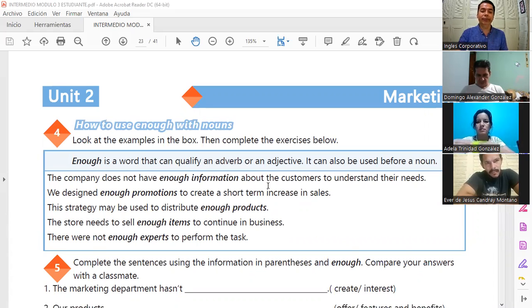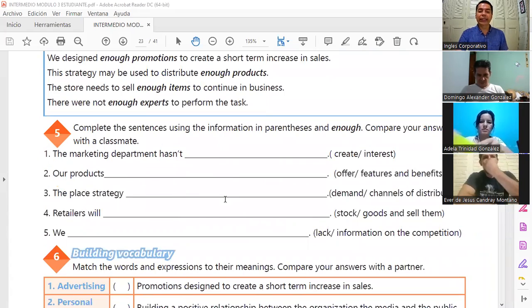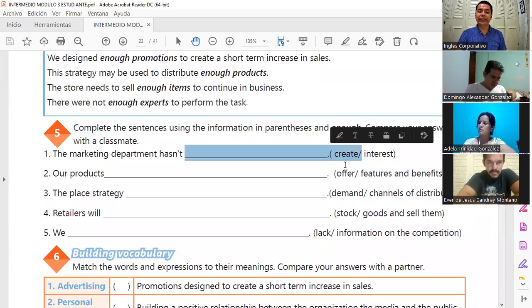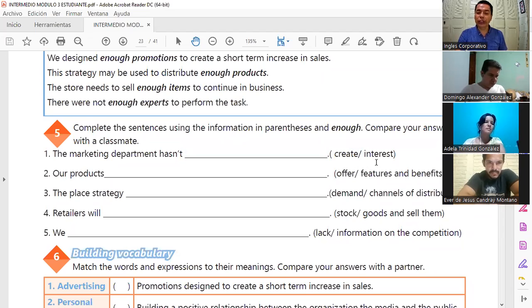Ladies and gentlemen, it's time to work. It says, complete the sentences using the information in parentheses and enough. So here we have create, that is the verb, right? Interest, that is the noun, okay? Offer is the verb. Features and benefits, the noun. Demand is the verb. Channels of distribution is the noun. Stock is the verb.